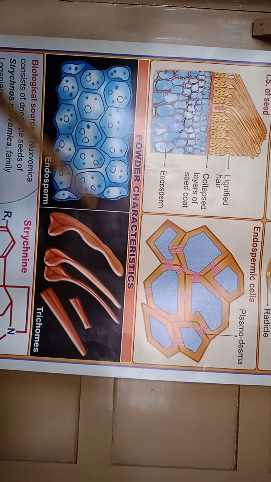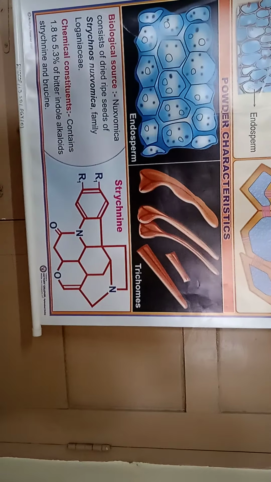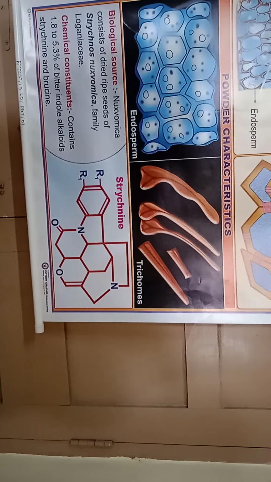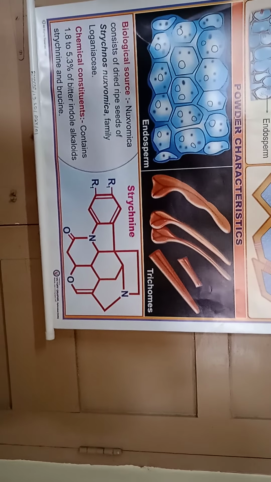Okay, here you can see the powder characteristics has given. When you check the powder of this Nux vomica seed, you will observe this type of cells. Polygonal cells are present. In that oil globules are present. Okay, these are the trichomes. Lignified covering trichomes are present in the Nux vomica seed. Okay.